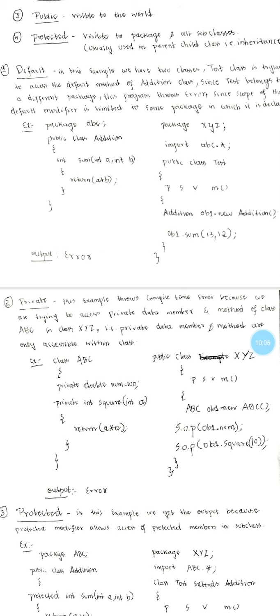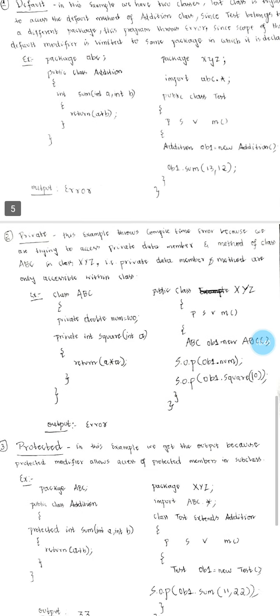Why? Because you are trying to call the method sum under the package xyz, but sum is defined under the package abc. You can understand the difference here. Method sum is defined under the package abc, but I am trying to call that under the package xyz, which is not allowed. That means if I make my method or class or variables default, I can't use that outside the package. Okay, that is restricted. This is what we call the default modifier.